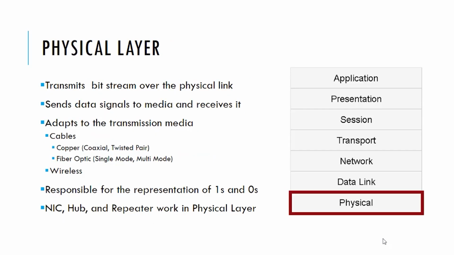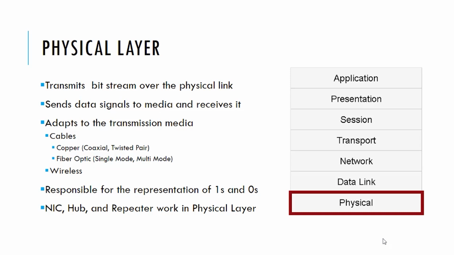Let's talk about the physical layer. The physical layer transmits bit streams over the physical link. Data at the physical layer are either bits or bytes. It sends data signals to media and receives them. The physical connection that really exists among the 7 layers is between the two physical layers of the sender and of the receiver. Other links that exist between the data link layers here and there are just logical links.